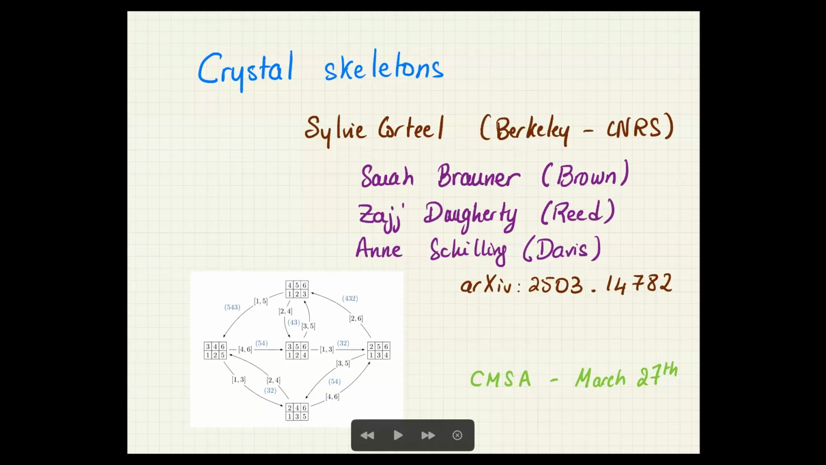So I'm going to tell you about a graph. That's a graph that's indexed by a partition. And the vertices are going to be the standard Young tableaux indexed by this partition. And the edges are going to be certain moves that we can do to go from one tableau to another. But before I do that, I'm going to try to explain to you why we want to construct such a graph and where it's coming from.